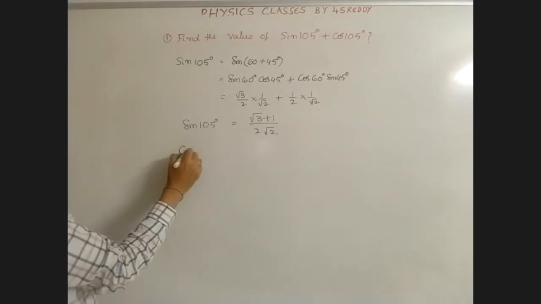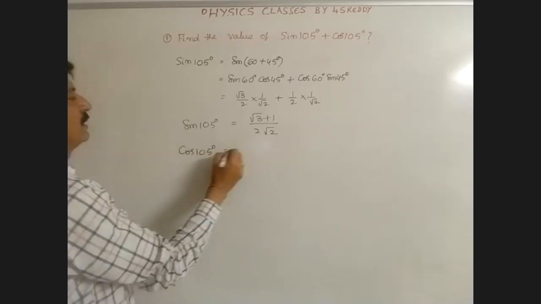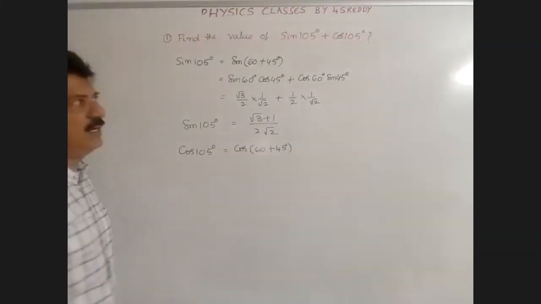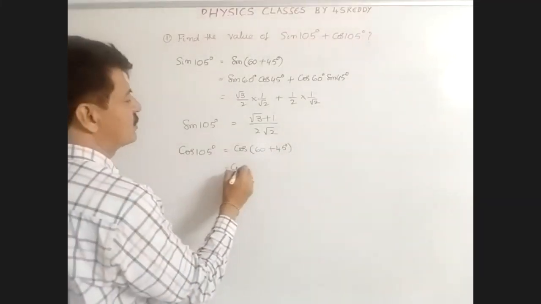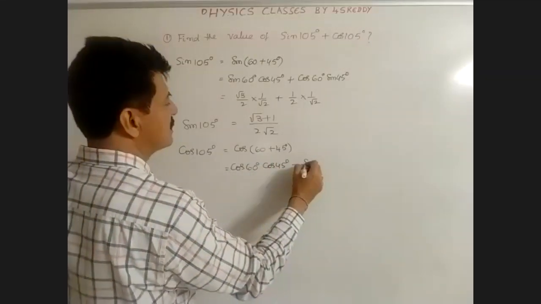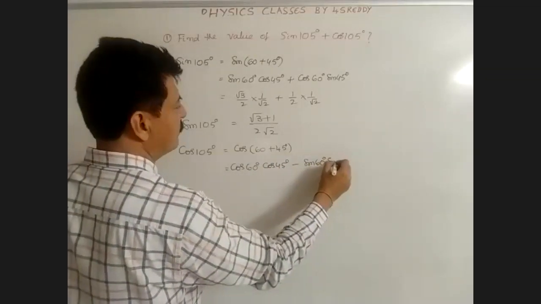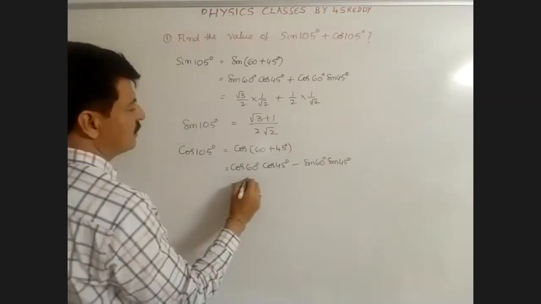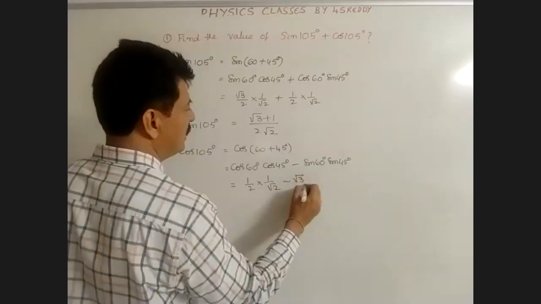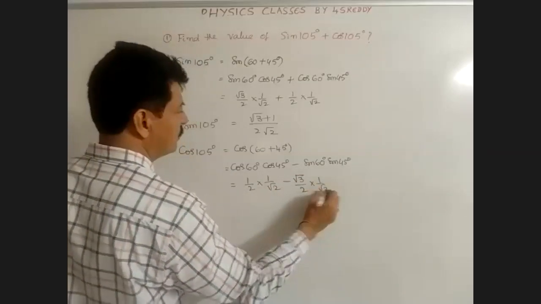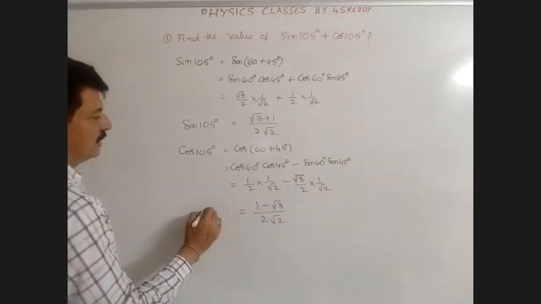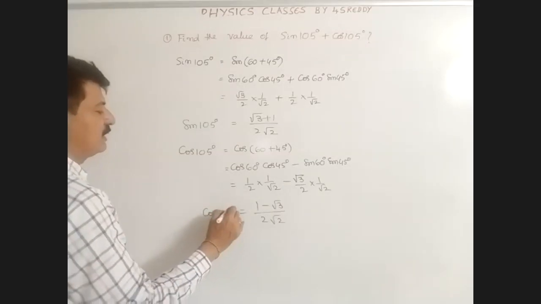Similarly, cos 105 degrees. Cos of 60 plus 45. That is cos 60 cos 45 minus sine 60 sine 45. Then it is 1 by 2 into 1 by root 2 minus root 3 by 2 into 1 by root 2. This is 1 minus root 3 by 2 root 2, which is cos 105.